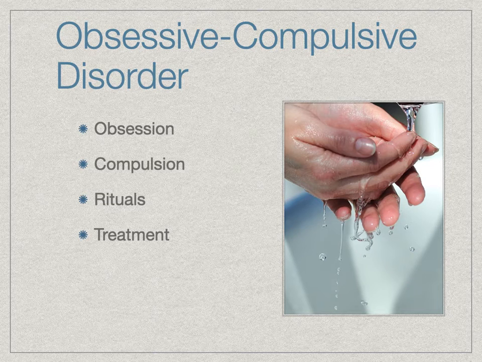That becomes known as a ritual. And so people with obsessive compulsive disorder will have certain rituals that they're performing over and over again, which is usually, this is one of the things that gets worse over time. Those rituals become more and more elaborate.